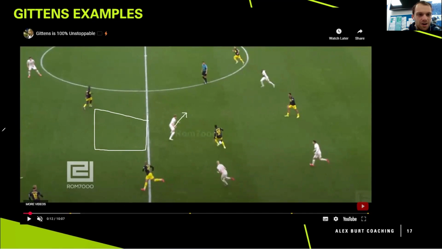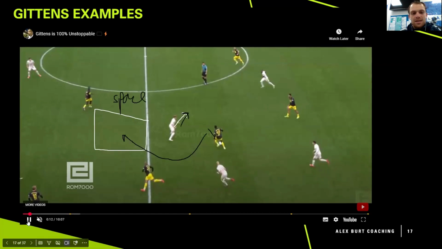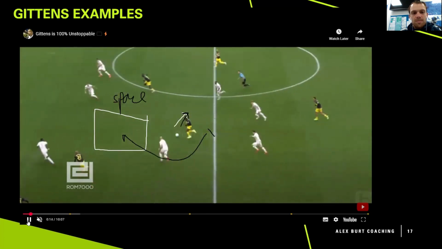Gittins is giving a fake to go pretending to go on the inside. But then because he sees Cruz going on the inside, he dribbles on the outside and then goes past him into the free space. So again, look, is there clear space to dribble into? The answer is yes. Is the defender off balance? Yes, he's leaning this way. Success. Criteria met. Good decision to dribble past him.